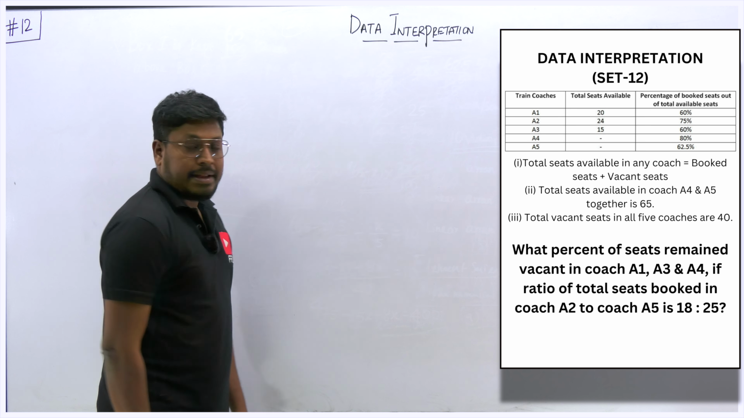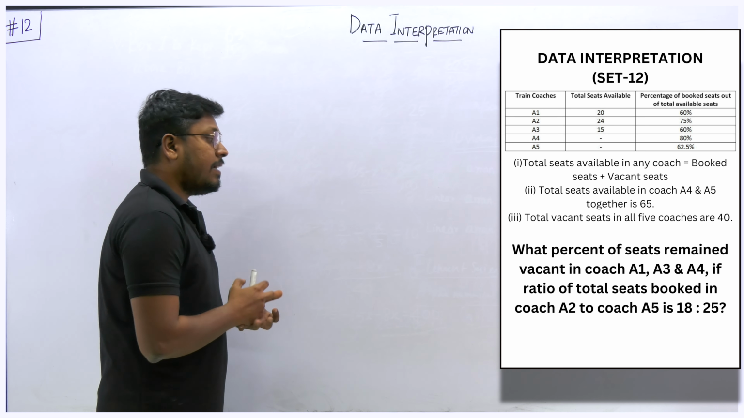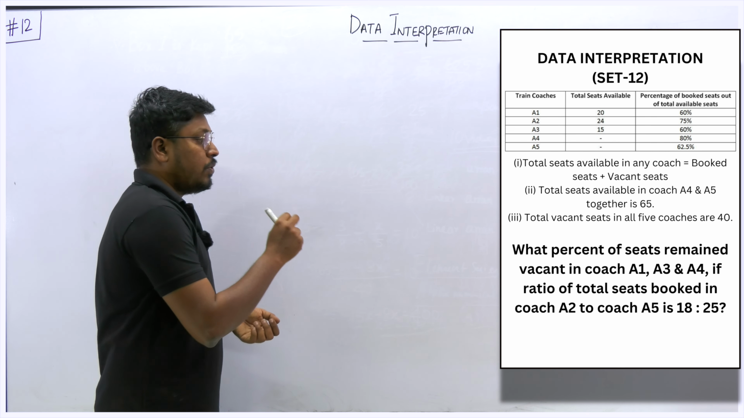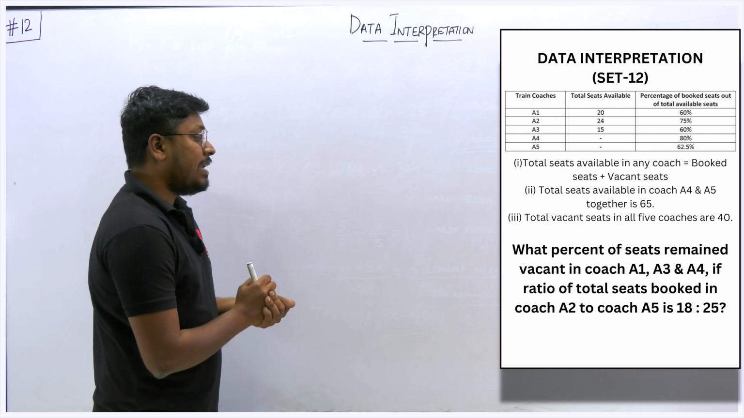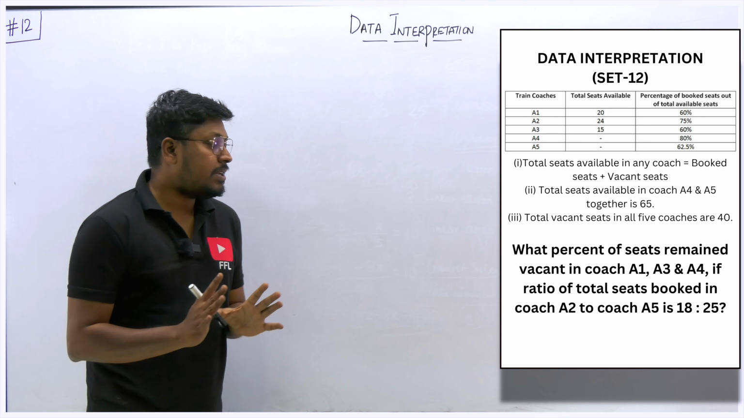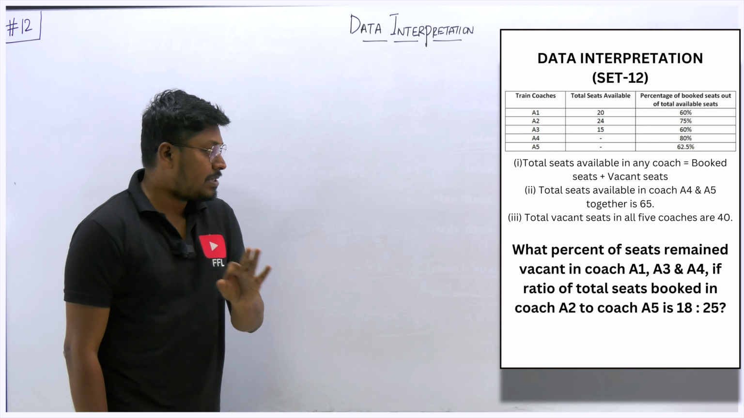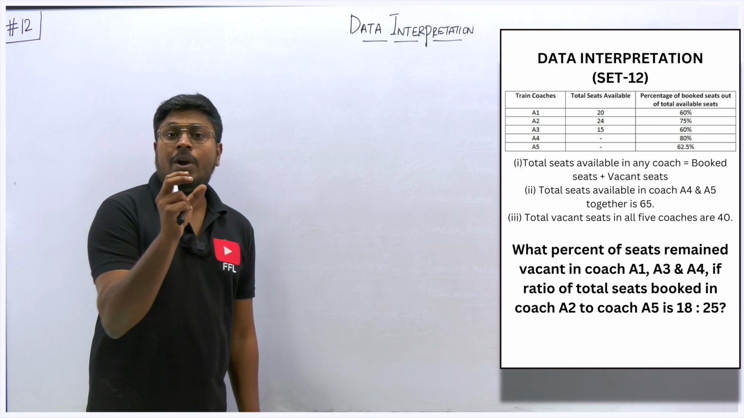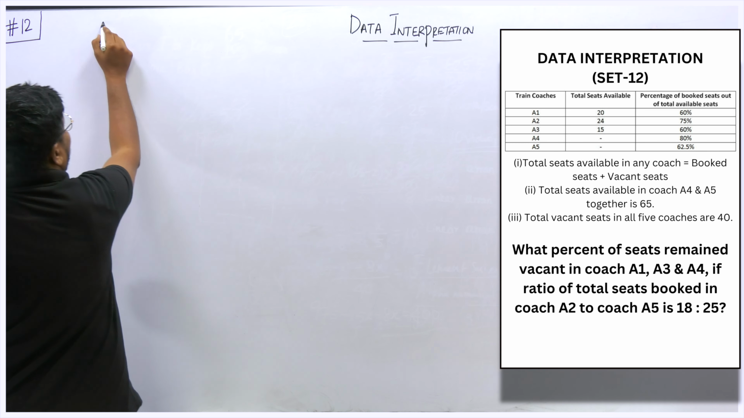So here is the second question. What percentage of seats remained vacant in coach A1, A3 and A4 if the ratio of total seat booked in coach A2 to A5 is 18:25? Ratio has been given. So what is the target first? Our target is to find the percentage of seat vacant in 3 coaches, that is A1, A3 and A4. That is our target. Our target is to find what percentage of vacant seat in all the 3 coaches. So we need to find vacant percentage.